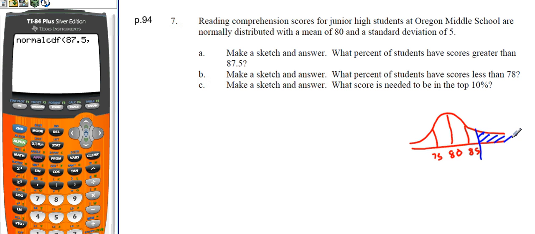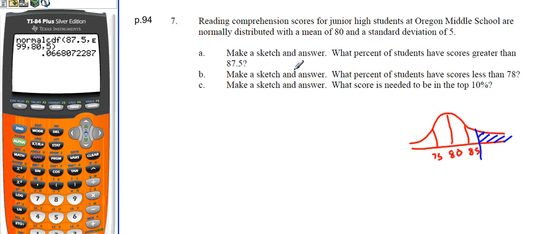Now the right bound, we don't know how high this extends. So for a right bound, I want to just say it extends infinitely high. So if I press second comma and then 99, E99, our calculator interprets as infinity. Now the next two things we need are the mean and the standard deviation. So this is like saying find the area under the normal curve between 87.5 and infinity if the curve has an average of 80 and a standard deviation of 5.